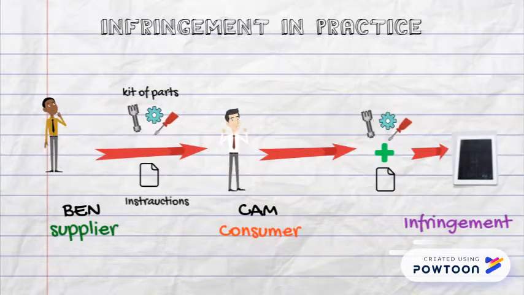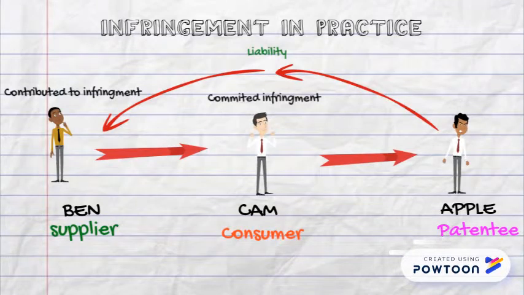Suppose that Ben supplies Cam with a kit of parts and instructions to assemble those parts into an iPad. Apple holds the patent for the iPad but not on the kit of parts. Therefore, Ben has not infringed the patented combination of parts that is the iPad, even though Cam could potentially do so. If Cam does assemble the iPad, Ben would likely be seen as contributing to the infringement indirectly. This is an example of how contributory infringement works.